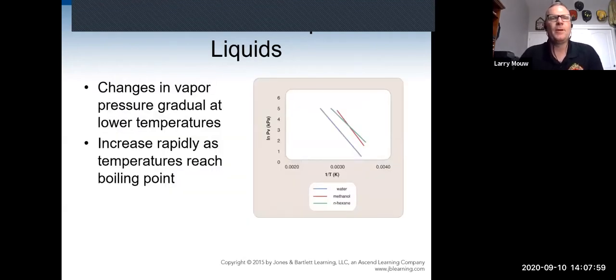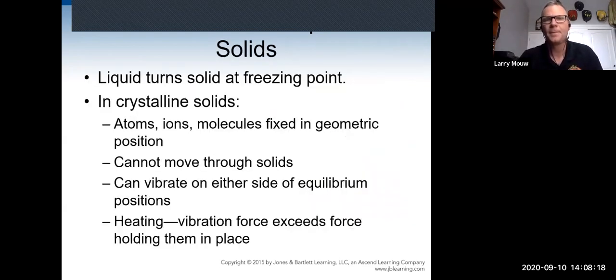So changes in vapor pressure are gradual at lower temperatures. They increase rapidly as the temperature reaches the boiling point. So the closer a liquid is to the boiling point, the higher the pressure is going to be, because those molecules are escaping from that liquid. They're bursting out, they get a lot of energy, and they're moving into that gaseous state.